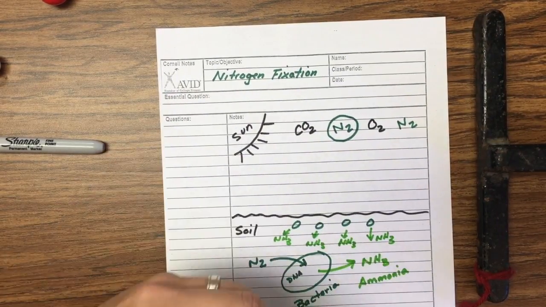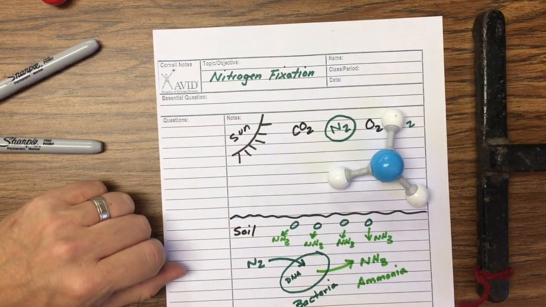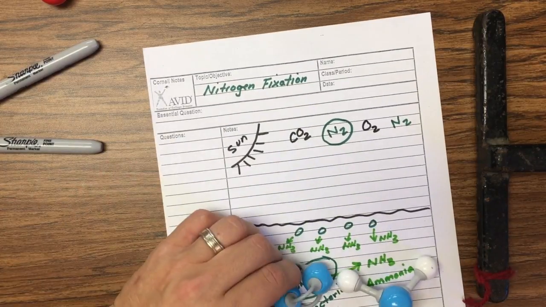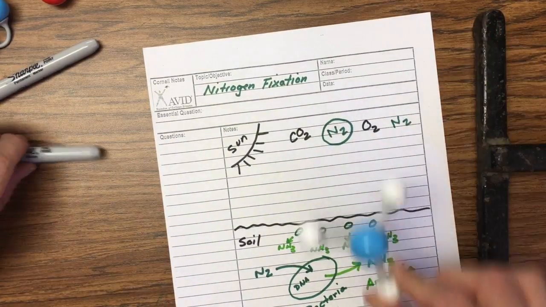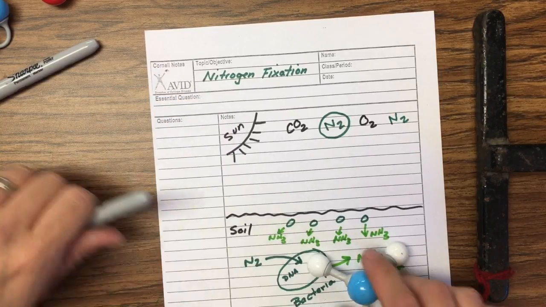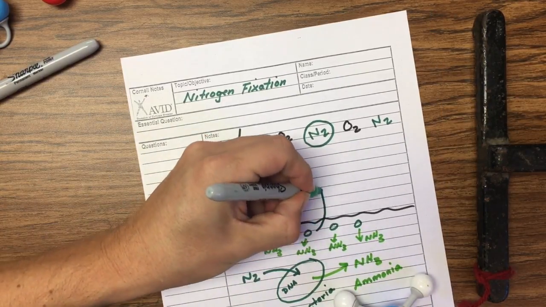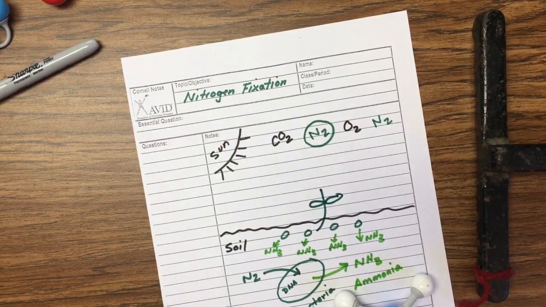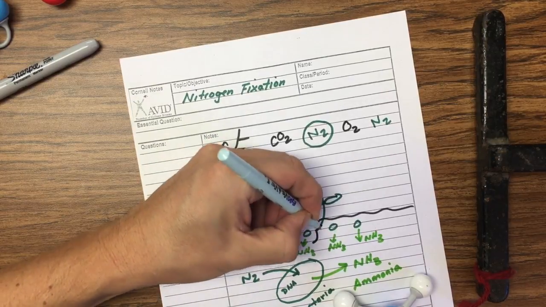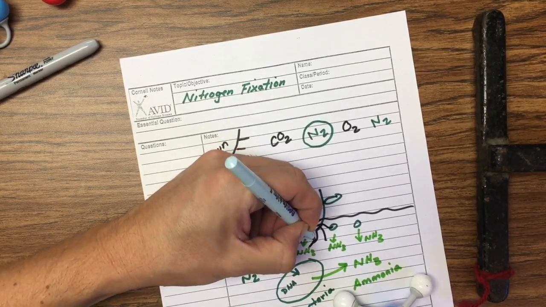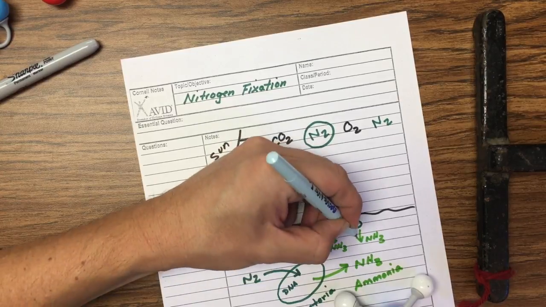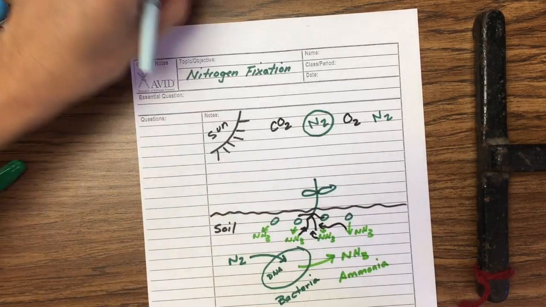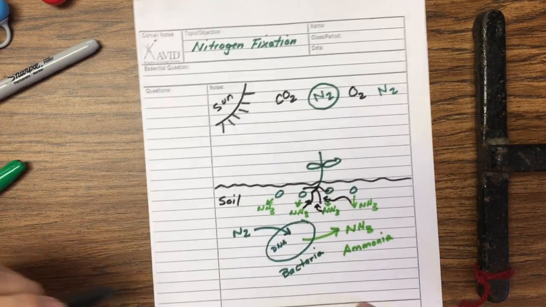Remember, this is what NH3 looks like. So this goes in, this comes out. This goes in, this comes out. And now that there's NH3 in the soil, the plants can use it. The NH3 goes into the roots of the plants, and the plants use the nitrogen in the molecule to make the amino acids that they need.